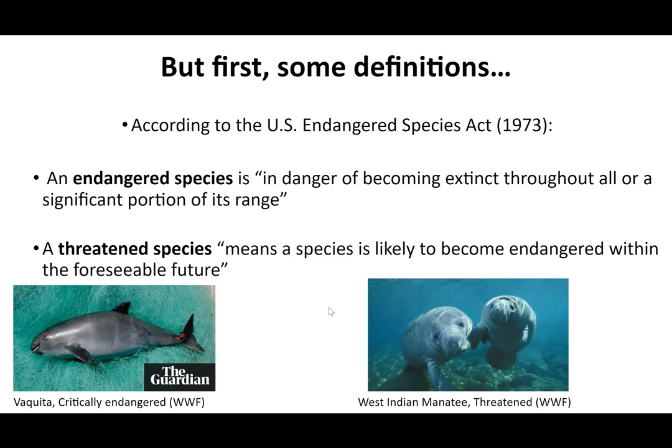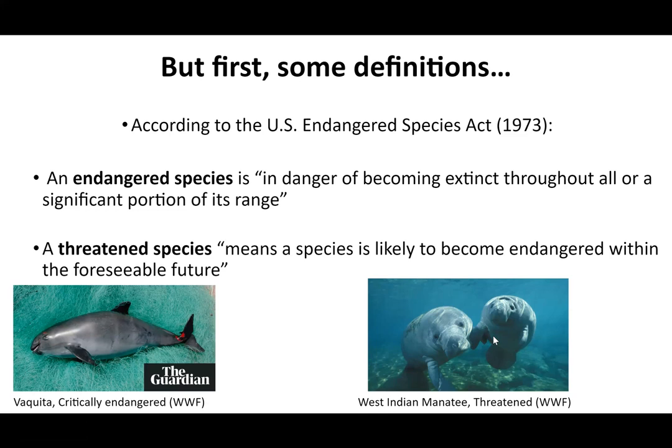So I have two examples here. We have the vaquita. I love this picture of the vaquita. They're really critically endangered. There's like 50 of them left in the world. But I love this picture, even though it's dead, because it looks like it's smirking. I mean, just look at that face. Critically endangered marine mammal. And then we have an example of the West Indian manatee, found, obviously, in the Indo-Pacific Islands. It is threatened as a species.